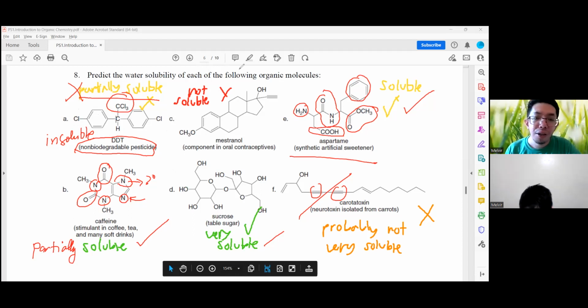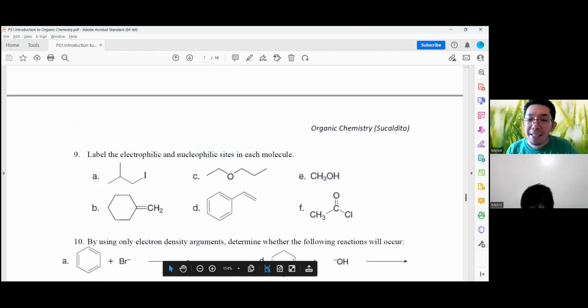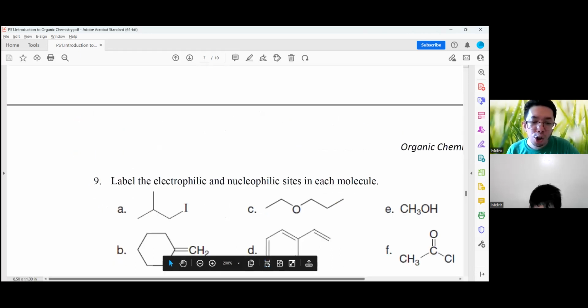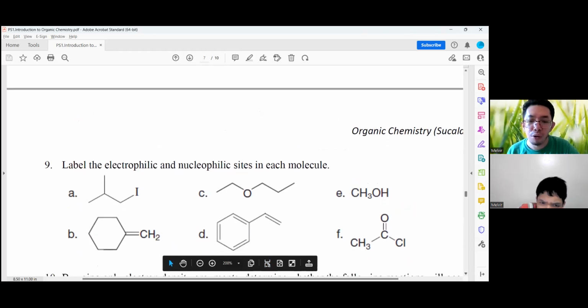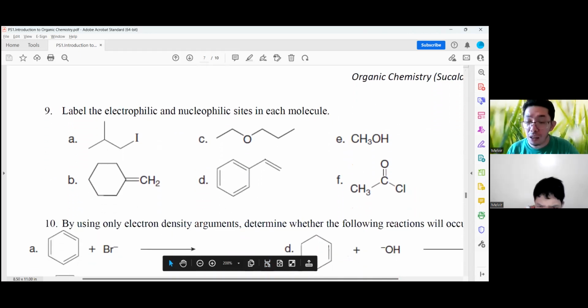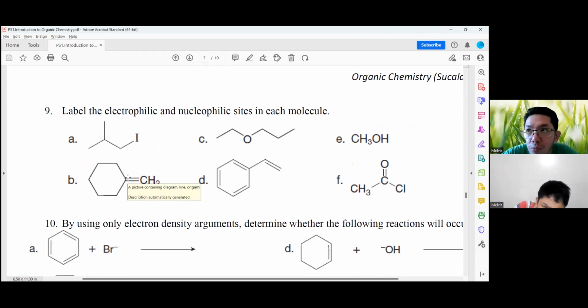Okay. Siguro last item tayo for today. Yan, last item na tayo, Josh. Dito pa rin tayo, ha? Ayan. Nagawa na natin ito last time. Labelan mo lang, Josh, yung electrophilic and nucleophilic site for each molecule. Kung may electrophilic ka or nucleophilic lang, edi okay. So, lahat ng nucleophile gawin mo blue.